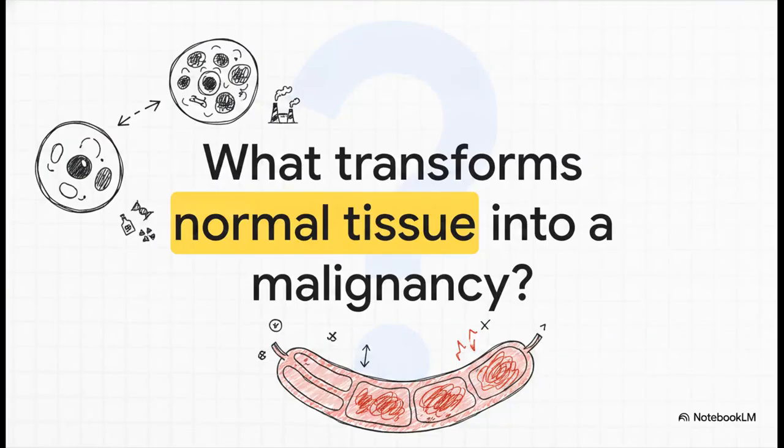So, what actually transforms normal, healthy upper GI tissue into a malignancy? I mean, cancer doesn't just happen overnight, right? A normal cell becomes a malignant cell through a series of accumulated mutations. In the GI tract, this multi-step process usually kicks off with chronic inflammation or persistent environmental exposures. The cells are essentially forced to adapt to survive. But sometimes, that adaptation goes terribly wrong.